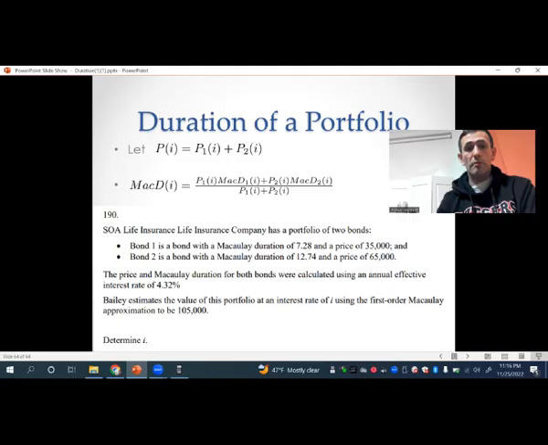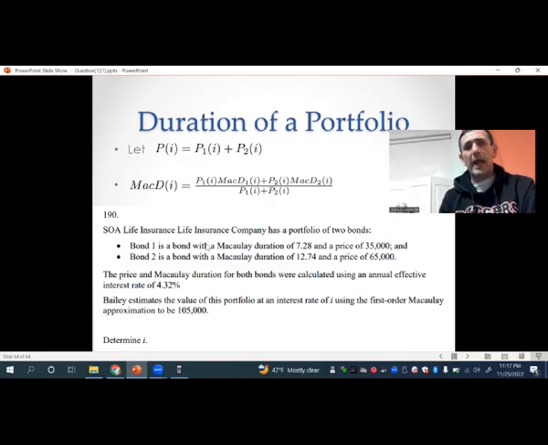The estimated price at an interest rate I using first order Macaulay approximation is 105,000. Using this approximation, determine I. This is actually a pretty easy problem. We just need to get the Macaulay duration for this portfolio and then plug it into the first order Macaulay approximation. So let me first plug and chug into this formula.